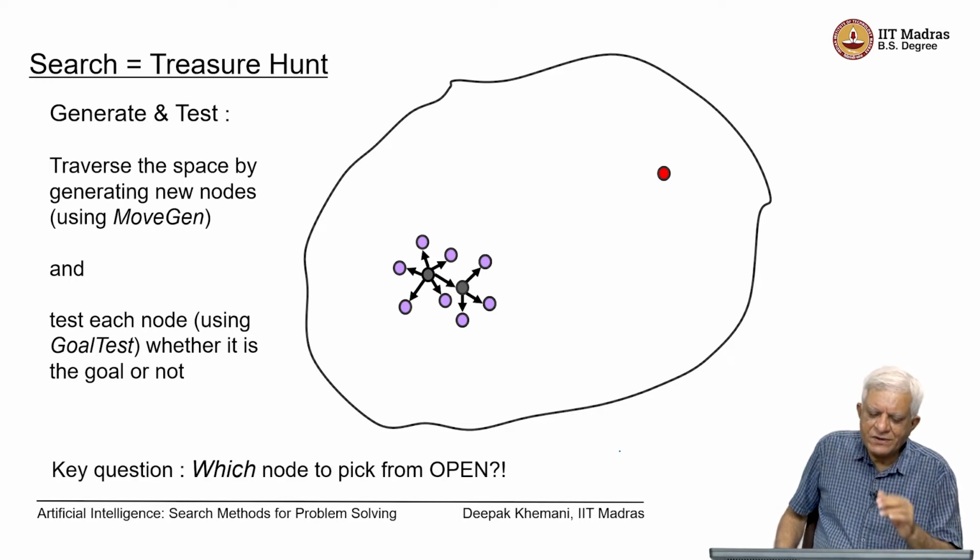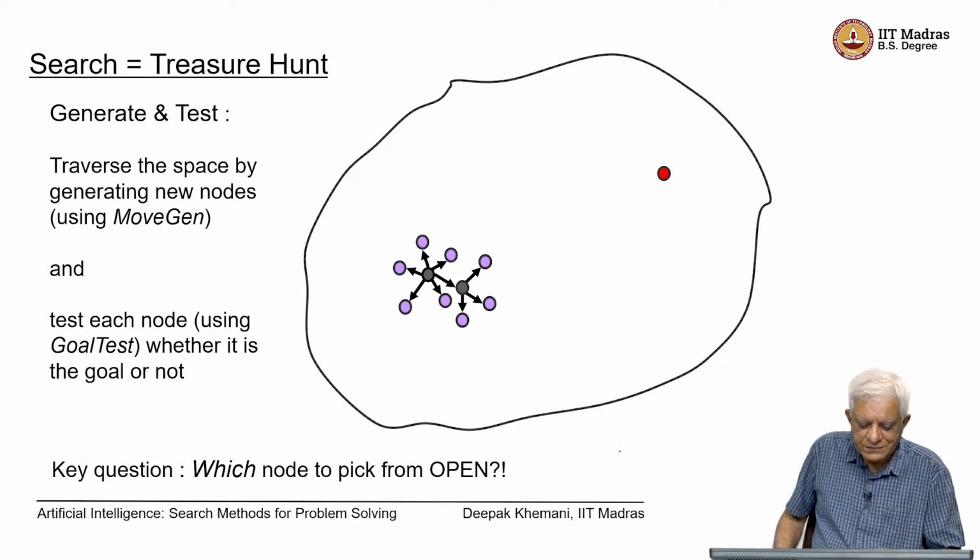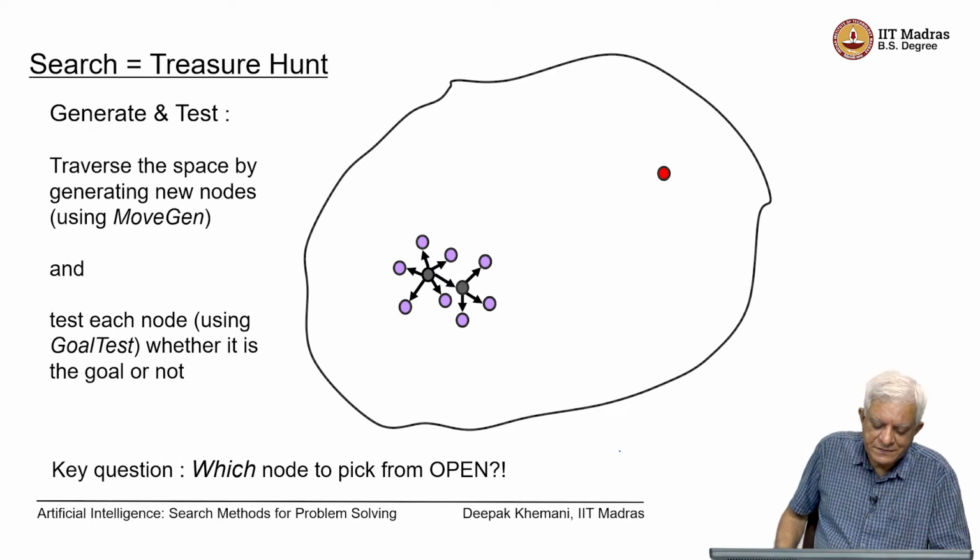The key question is going to be which node to pick. As I said, these purple nodes that you see on the graph are the nodes that are on open, the candidates which have been generated but have not been inspected. Which one should you pick next? That will obviously decide how quickly you find the solution, or in some cases even whether you will find the solution or not, as we will see as we go along. But the key question is going to be which node to pick.